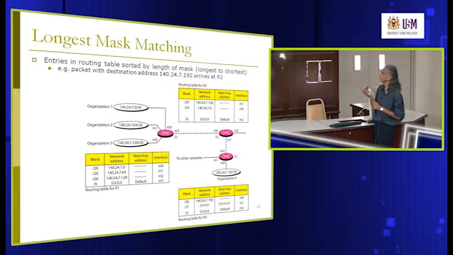So if a packet with the 140.92 arrives at R2, where's R2? R2 is here. Right? So then this particular table will be used to decide what to do.